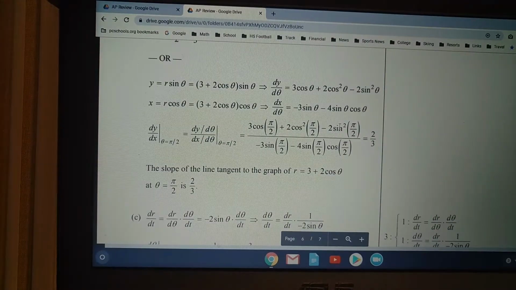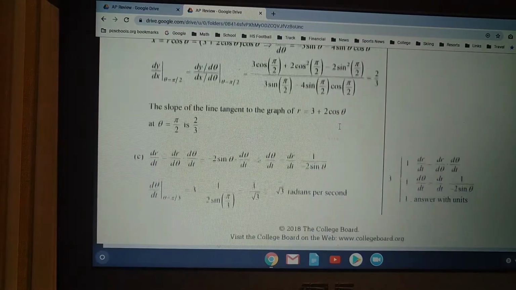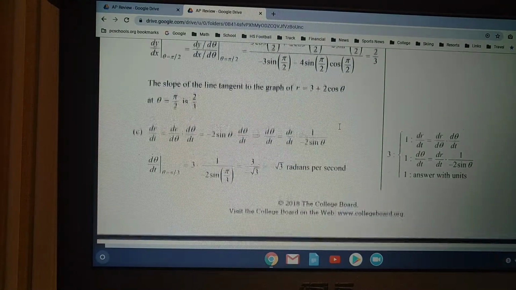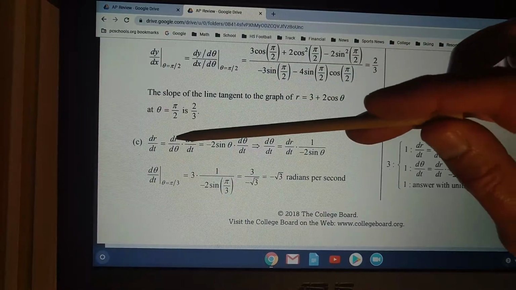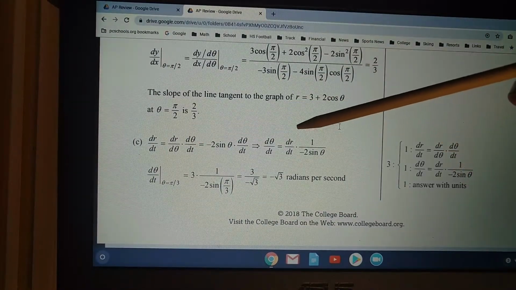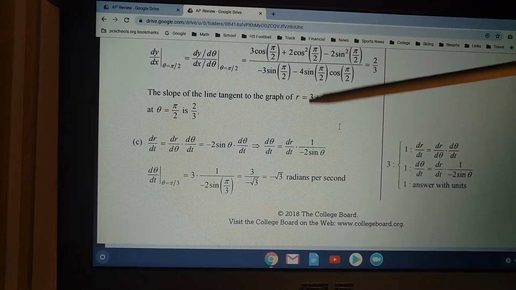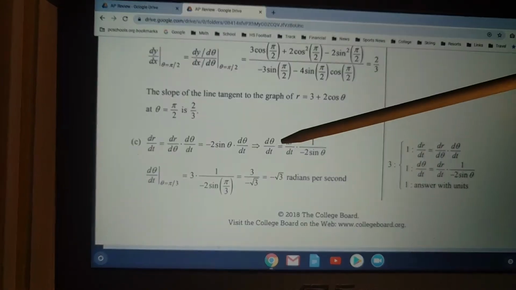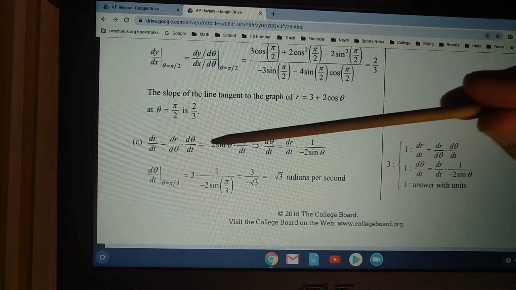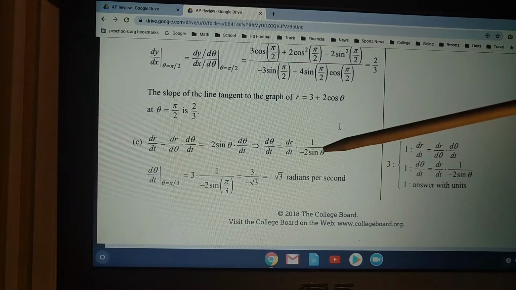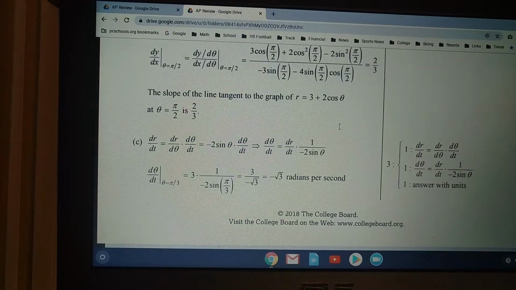Either way works. Then part C is also worth 3 points. There's 1 point for getting the correct dr dt, which does require a chain rule in action here. So getting that, we do end up with that being expressed here as this -2 sine theta d theta.